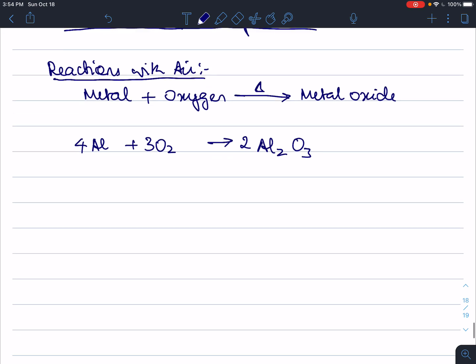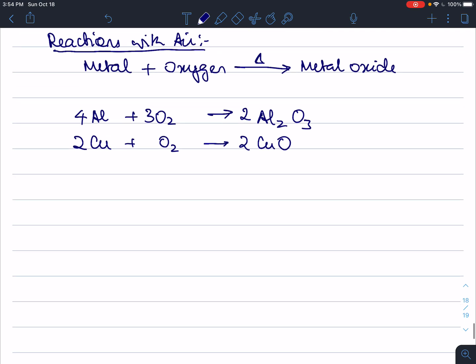The same thing with copper. So Cu plus O2 gives CuO. That's 2 here, that's 2 here. So copper oxide, aluminium oxide are some of the oxides that are formed when you burn a metal in air. Alright? Now we know that metal oxides are basic in nature. So metal oxides can react with an acid to give you a salt and water.